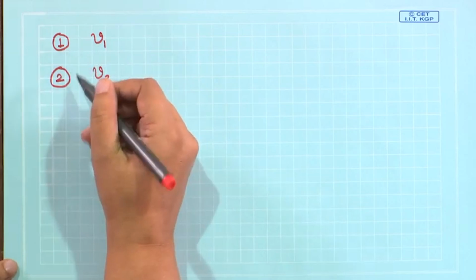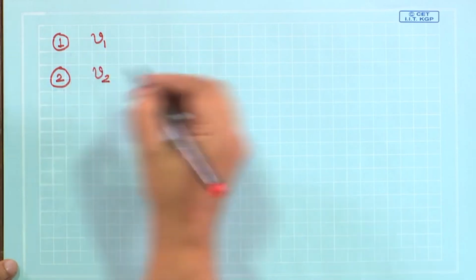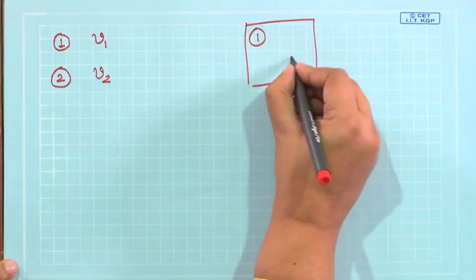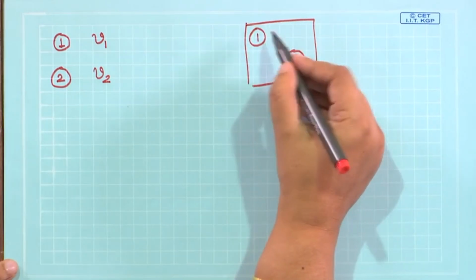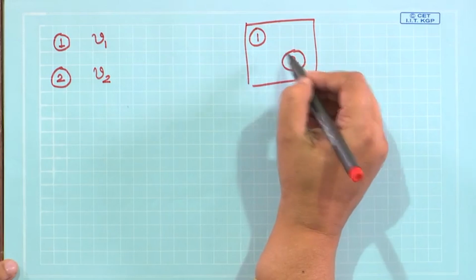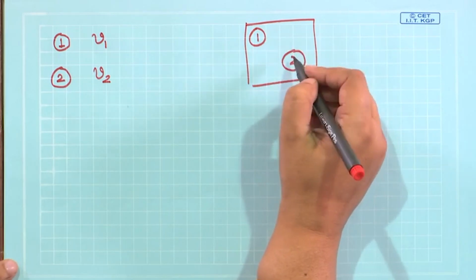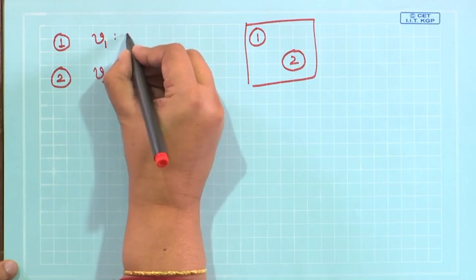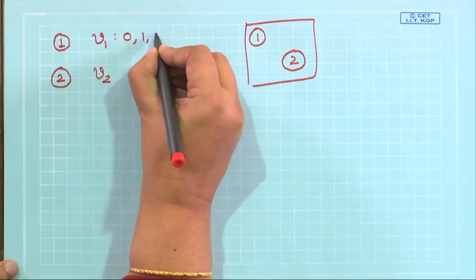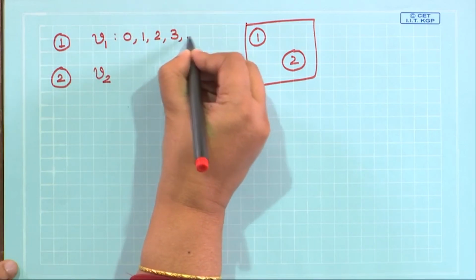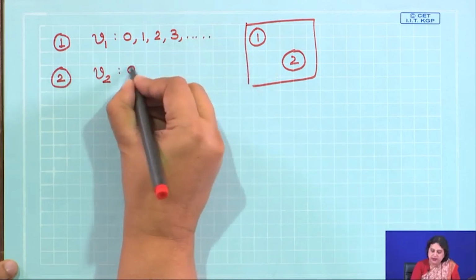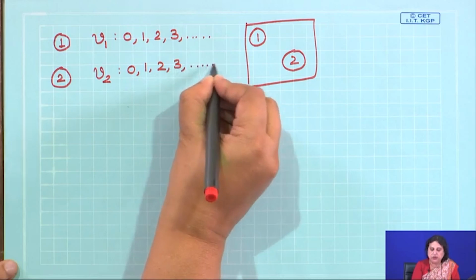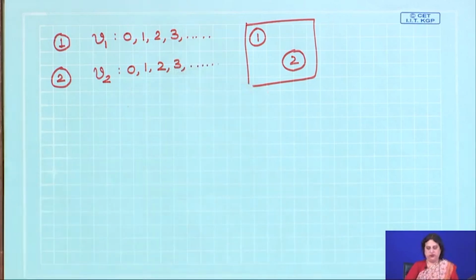Since these particles are not interacting with each other, in a system where both 1 and 2 are present, they will still behave as if they are on their own. For the entire system you can still have V1 varying from 0 and taking up integer values up to infinity, and similarly V2 can also take up integer values starting from 0 and going 1, 2, 3 and so forth.